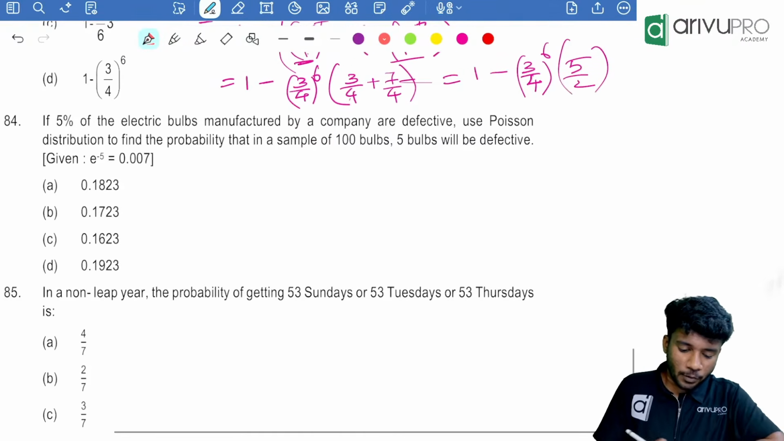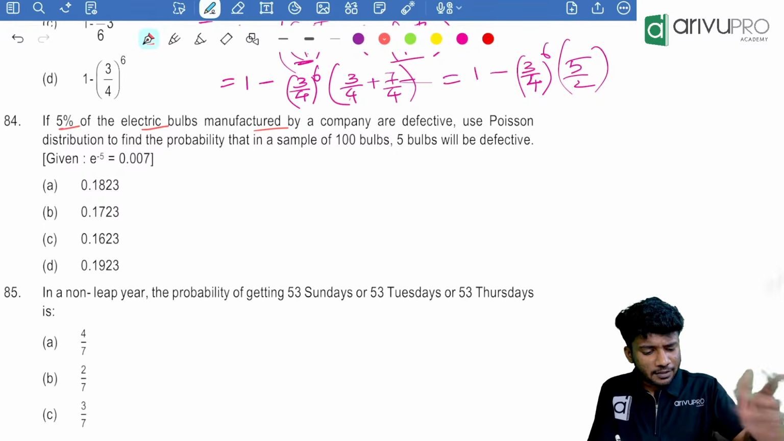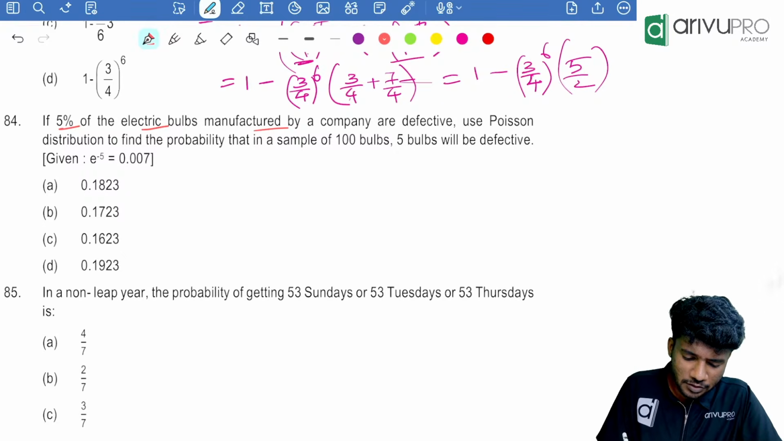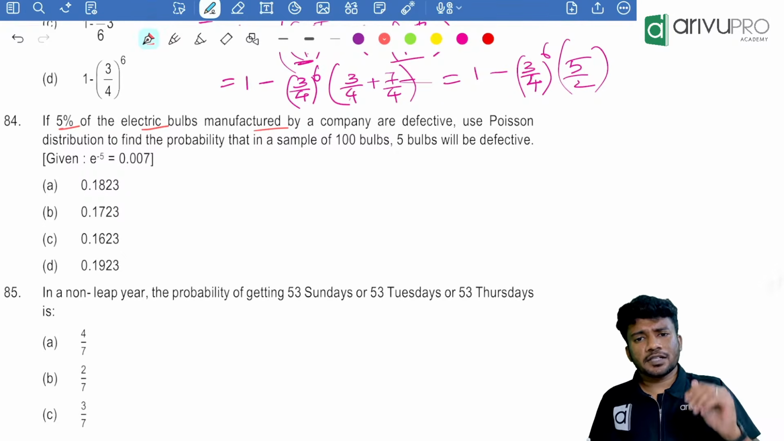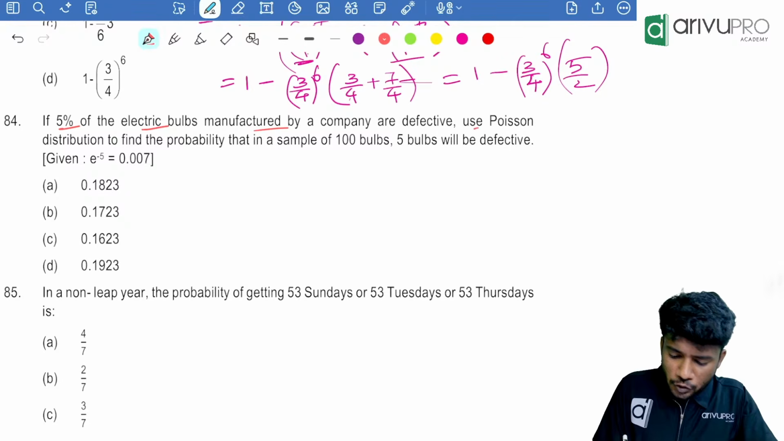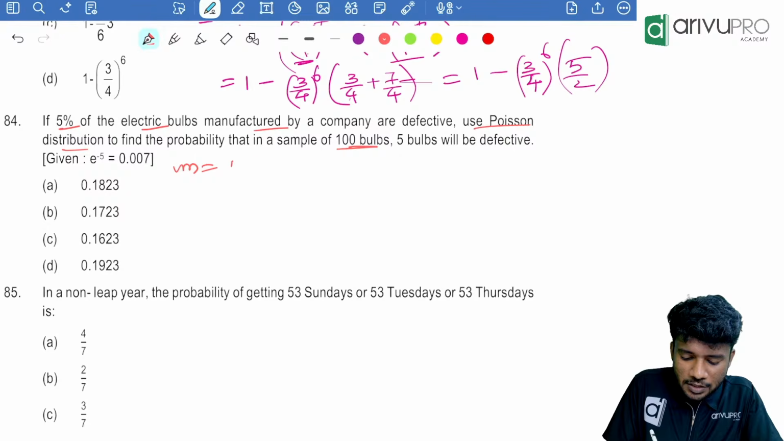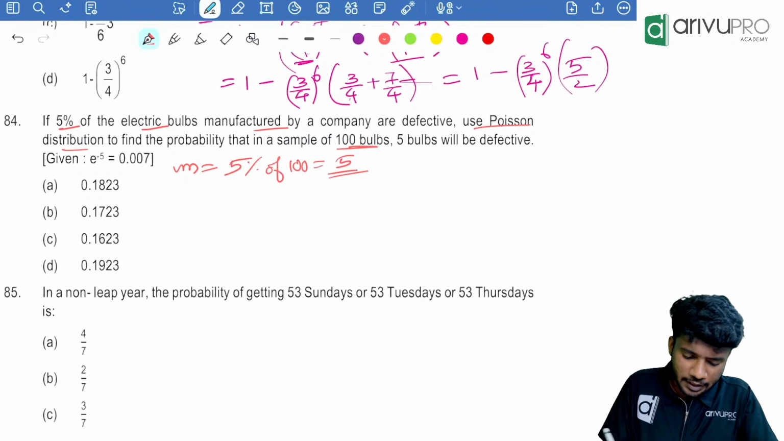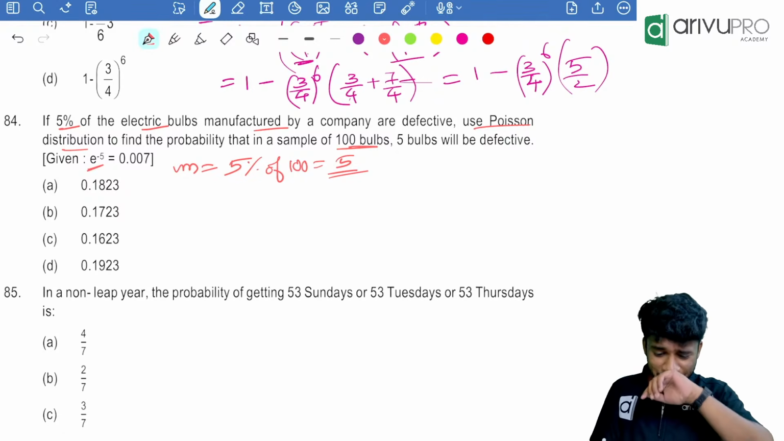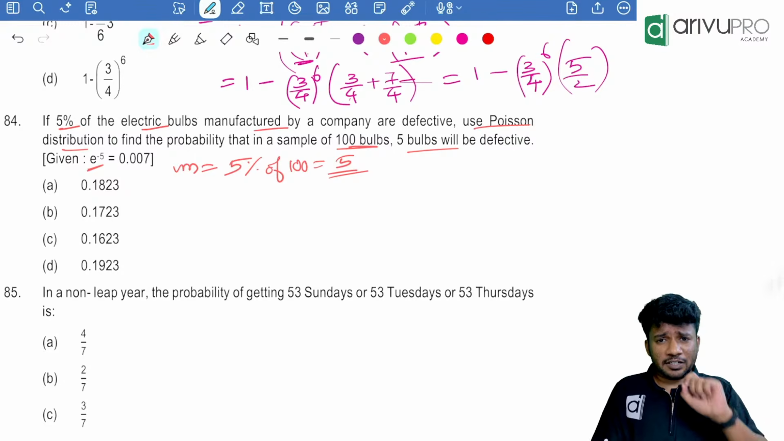If 5% of the electric bulbs manufactured by a company are defective, 5% are defective means what? In general, 5% are usually defective. If I take 100, 5 will always be defective. Use Poisson. They are directly telling us to use Poisson. The sample is 100 bulbs. That means the mean is how much? 5% of 100, which is nothing but 5. Correct? Anyway, it is given over here. Then 5 bulbs will be defective no matter what.